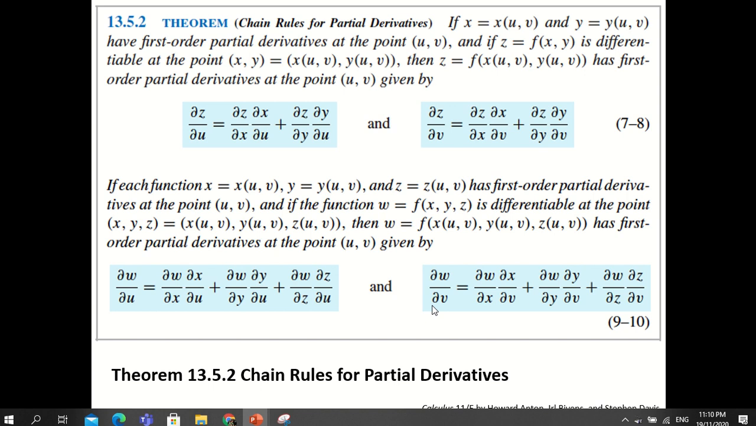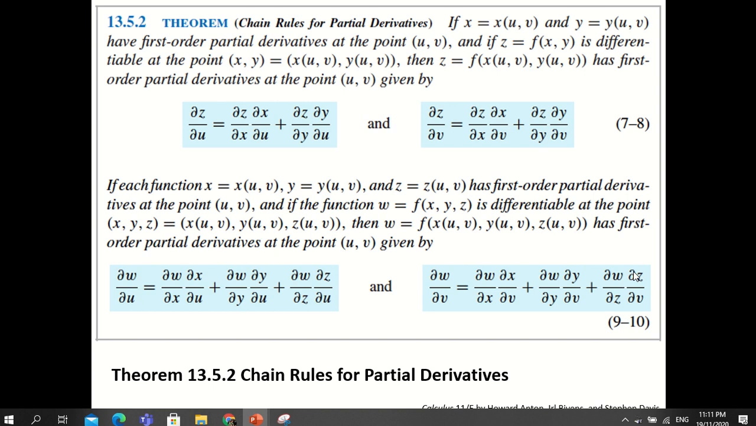Okay, so the partial derivative of w with respect to v is equal to the product of the partial derivative of w with respect to x and the partial derivative of x with respect to v, plus the partial derivative of w with respect to y times the partial derivative of y with respect to v, plus, again, the product of the partial derivative of w with respect to z and the partial derivative of z with respect to v.